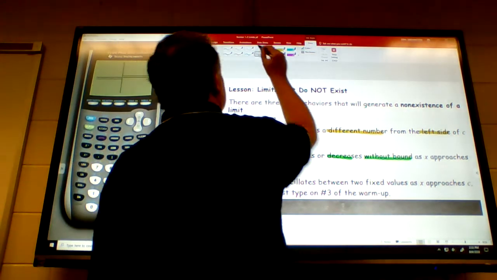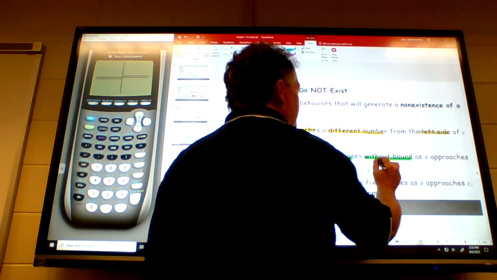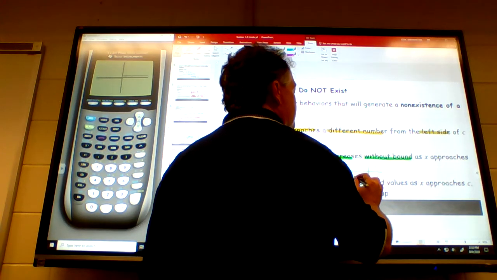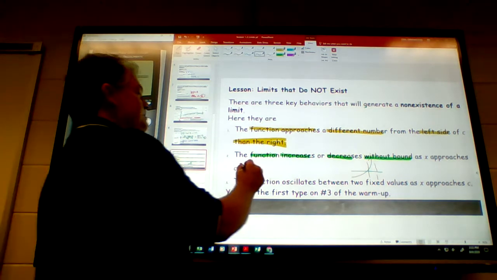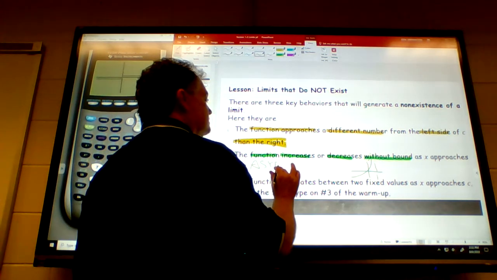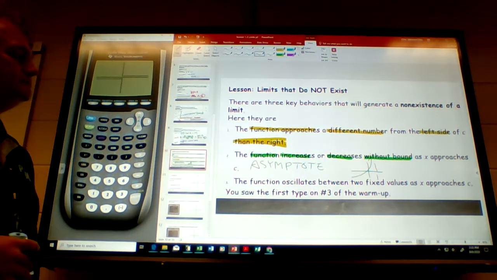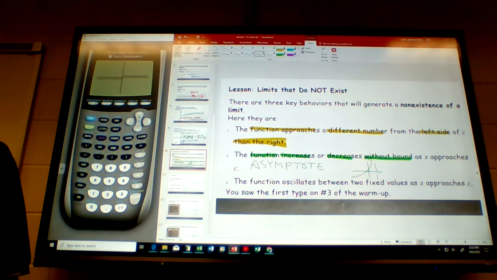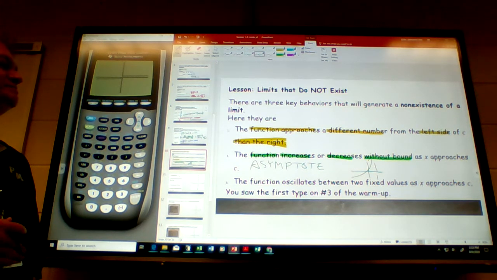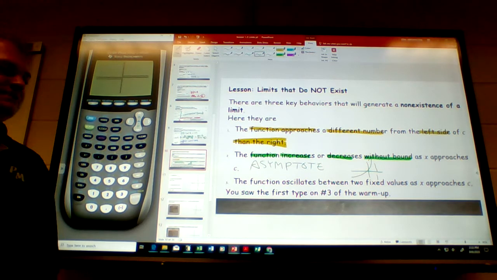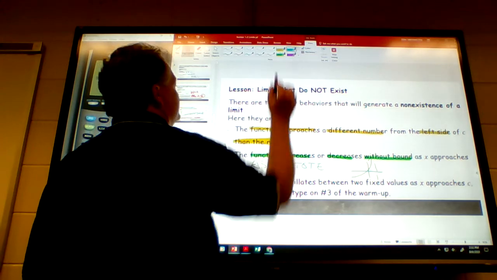So, if you want to see what that looks like, here we go. That's just the basic function. But let's say that is the asymptote right there, and it kind of does that. So I'll just write down the word asymptote. And the third one, a function oscillates between two fixed values at approaches. Basically, it just keeps going up and down and up and down. All right, so the big word here is oscillate.